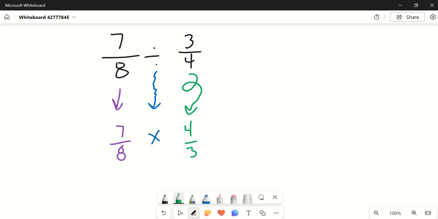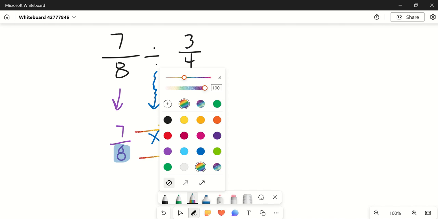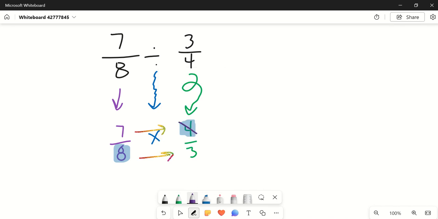4/3. Now that we've done our 3 arrow method, this becomes a multiplication problem, which means we can multiply straight across. Or, before multiplying straight across, as we learned in lesson 6, we can cross simplify if possible. We have a 4 and an 8 here that have common factors. 7 and 3 don't have any common factors, so we're not going to be dealing with those. 4 and 8 both have 4 in common. When I divide 4 by 4, it becomes 1. When I divide 8 by 4, it becomes 2.